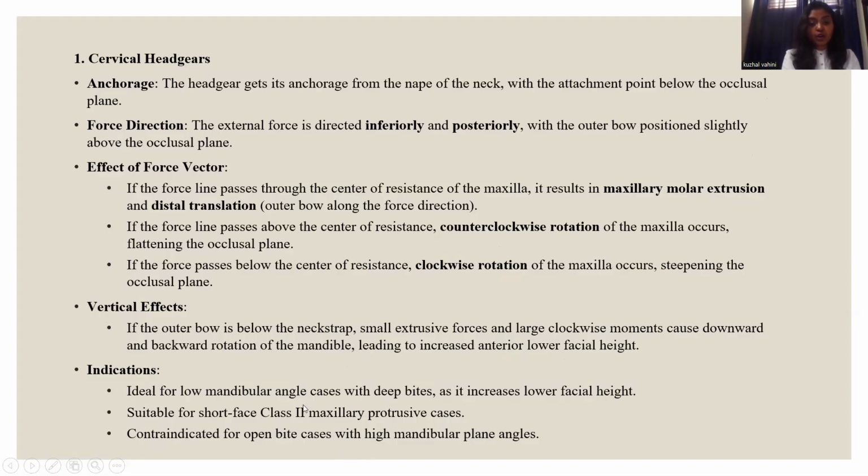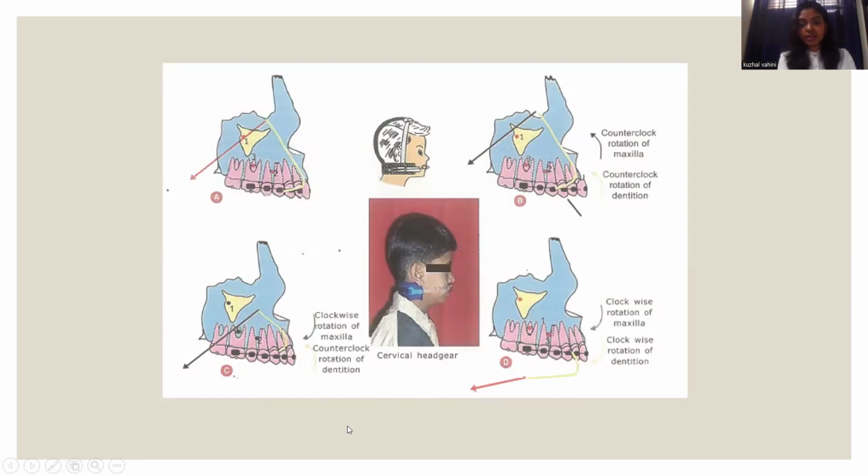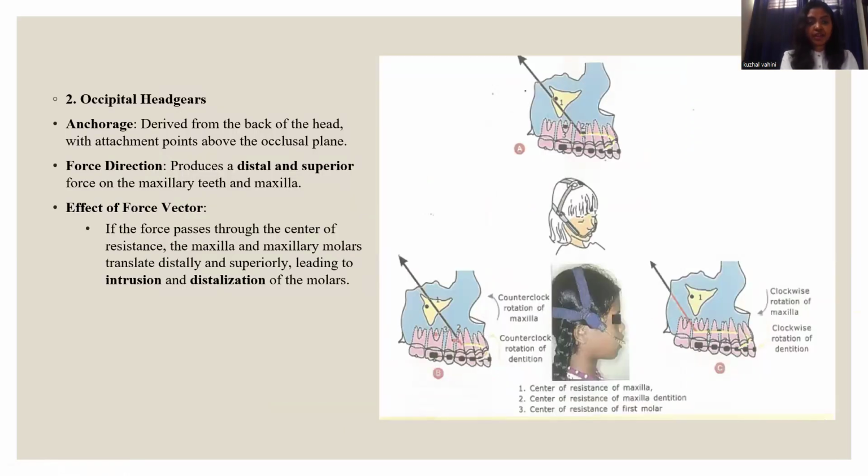So indications are low mandibular angle cases with deep bites, as it increases the lower facial height, and suitable for short face class 2 protrusion cases. So this is the cervical headgear. And then we have occipital headgear, where the force direction is distal and superior. It helps in intrusion and distalization. The earlier was extrusion and distalization.